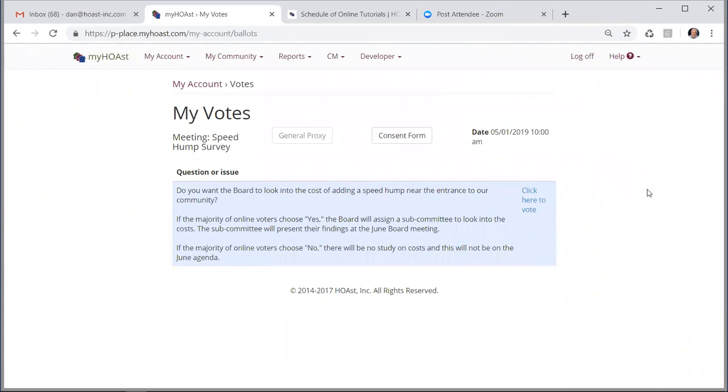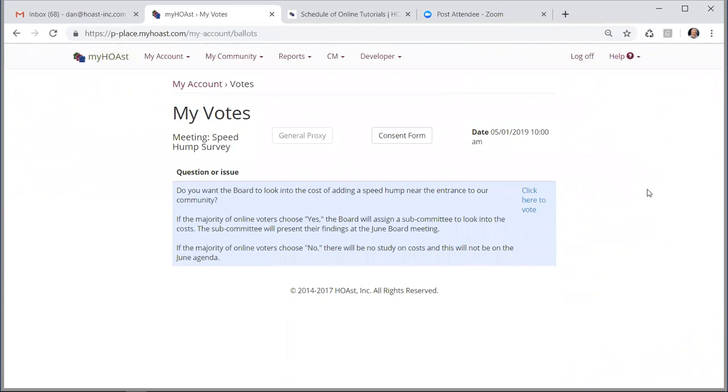Now here's the action. If the majority of online voters choose yes, the board will assign a subcommittee to look into the costs. The subcommittee will present their findings at the June board meeting. That's if the majority are yes votes. Then we have, if the majority of online voters choose no, there will be no study on costs, and this will not be on the June agenda.